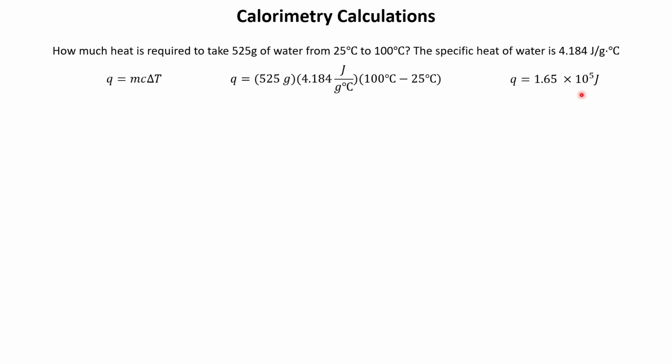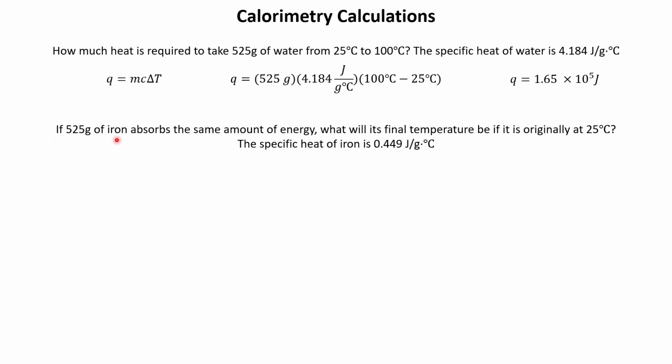Okay, let's do another problem. If 525 grams of iron absorbs the same amount of energy, what will its final temperature be if it is originally at 25 degrees Celsius? And we're given the specific heat of iron.